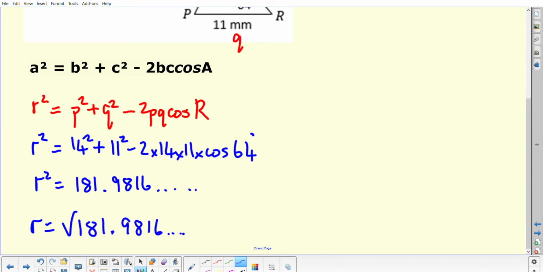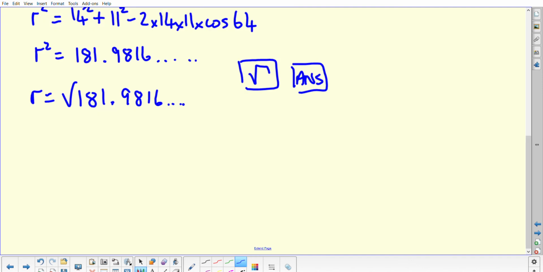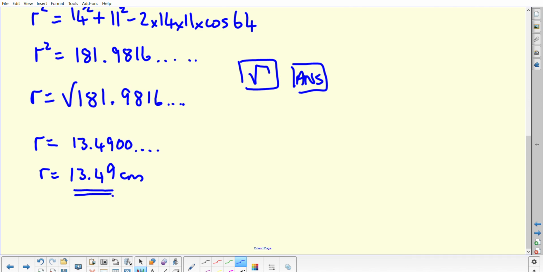So remember that means that you would be leaving this number that you got in your display, pressing the square root symbol followed by the ANS button. You don't need to write that bit out, I'm just writing that out for you, and that will bring up your value of 13.4900, whole of the other digits, and you get 13.49 centimetres. And that's it.